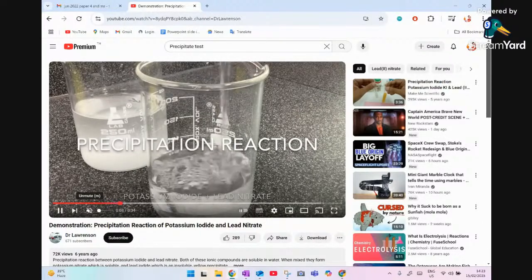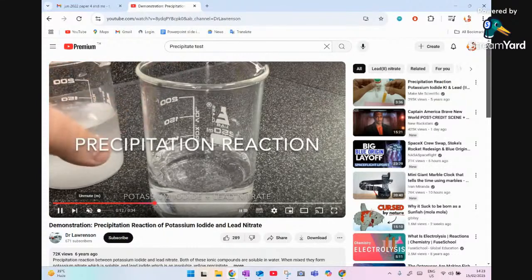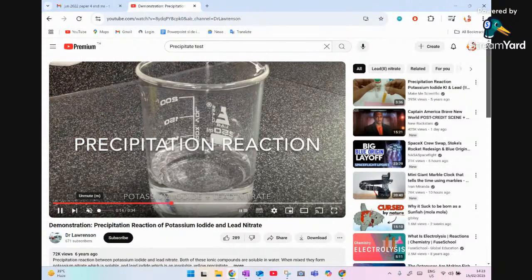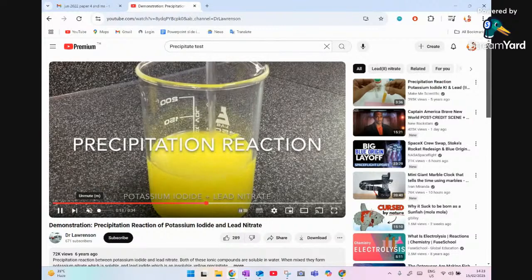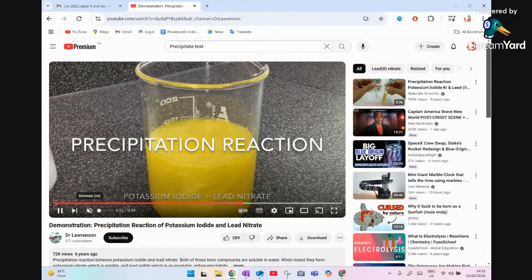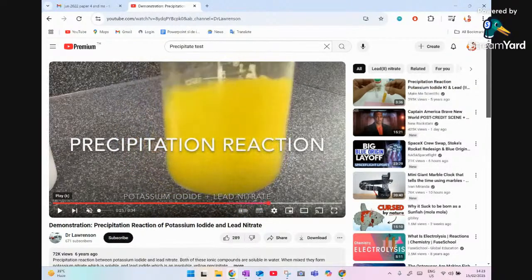So you've got 2 solutions going in, which are colorless solutions. The next one is a bit cloudy, but they should have filtered it and it would have been clear. When they mix together, we form a solid. So there you go. There's our yellow solid, and that's going to be lead iodide that's being formed there. And it turns cloudy. This is called a precipitate test.